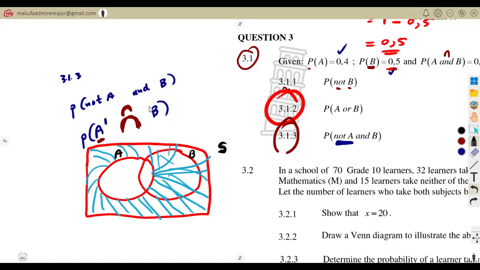But if we say "and", what does "and" mean? Let's go back. Intersection. What does intersection mean? We are talking about a condition where both occur.